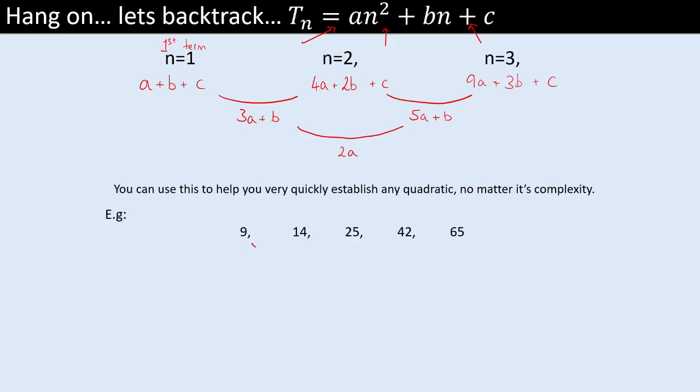So, first difference between 9 and 14 is 5. 14 and 25, our difference was 11. And our second difference was 6. So I know from comparing it to our generic sequence above that 6 is equal to 2a from right at the very bottom. I know that 5 is equal to 3a plus b. And I know that 9 is equal to a plus b plus c.